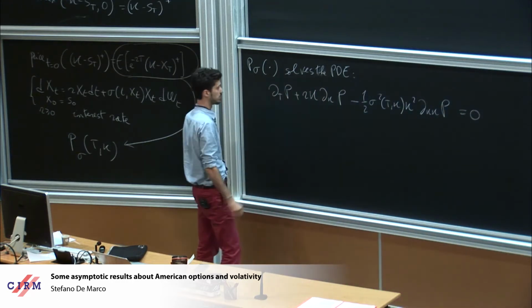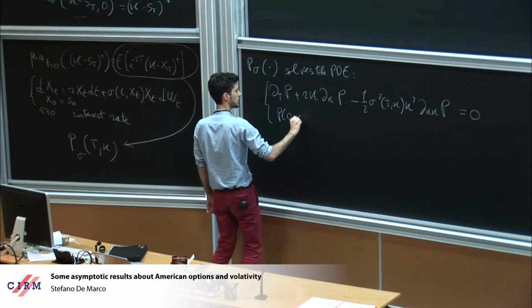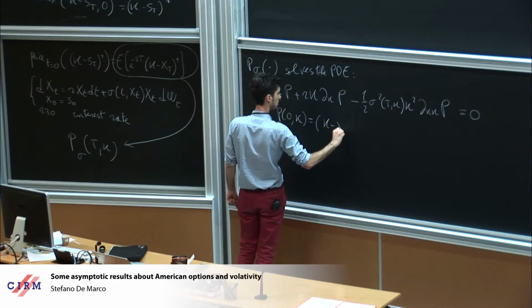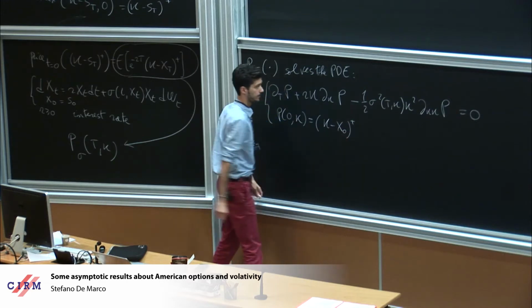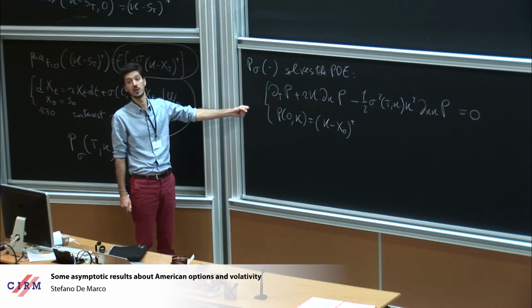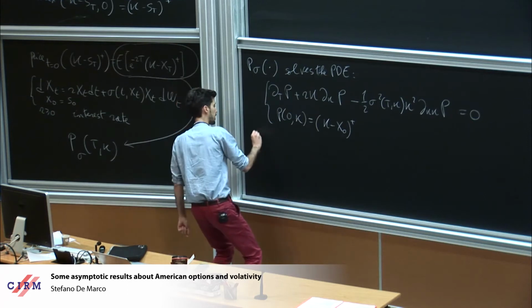Okay, parabolic PD with an initial condition, P0k equal to, well, what you obtain when you inject t equals 0 there. So we have a forward PD, which is nothing but the Fokker-Planck PD for this process written in terms of the function P, okay?